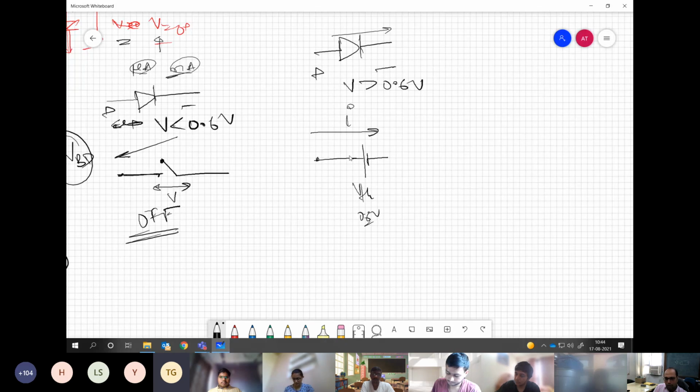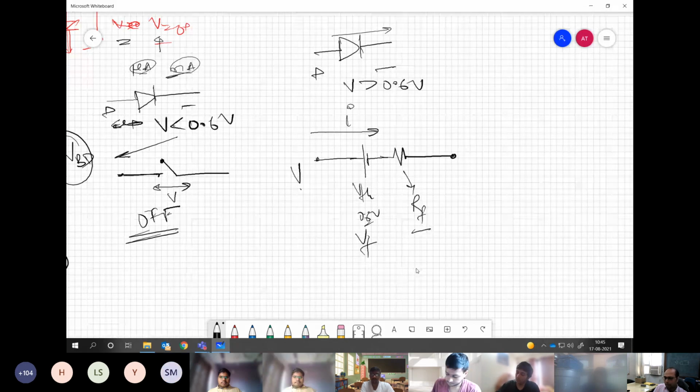This is blocking. Whatever you apply over here, this will be subtracted from it in the direction of conduction. And then there is a resistance. So this is the forward voltage drop, and this we can call the forward resistance. This is how a diode is modeled during the on state.